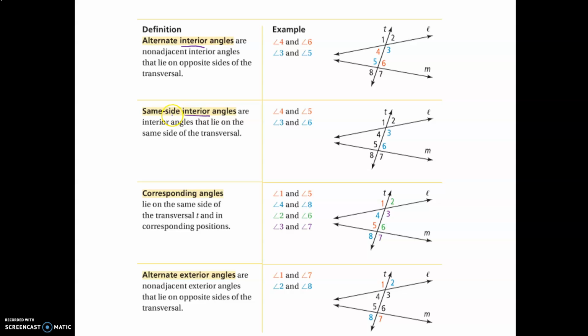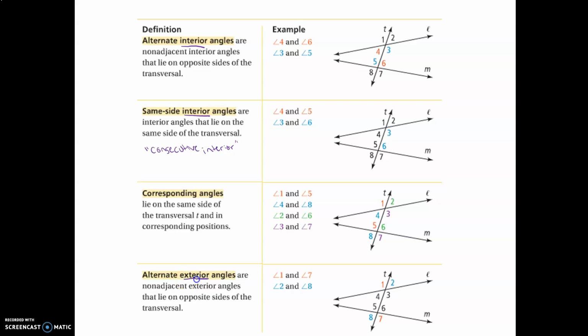Same side means same side of the transversal. So 3 and 6 would be on the same side of the transversal interior, and 4 and 5 would be same side interior. These are also called consecutive interior. And I just want you to have that vocab word in case it ever pops up. We're going to skip over corresponding for a second because those ones are weird.